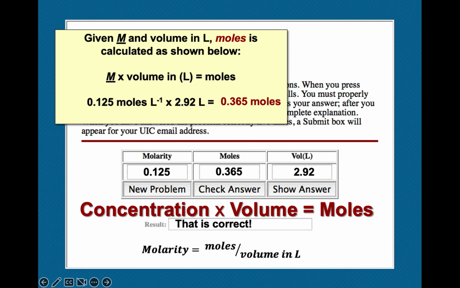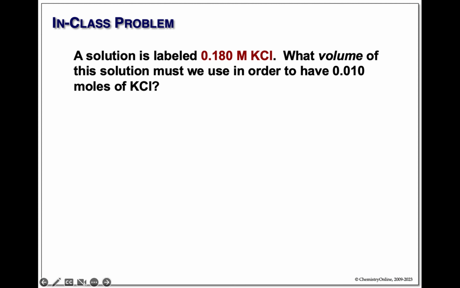Well, let's look at some problems. These are old exam problems. This one, I believe, was an extra credit on exam 2. Solution is labeled 0.18 molar potassium chloride. What volume do we need to have 100th of a mole of KCl? Well, we're looking for 100th of a mole of KCl, right?